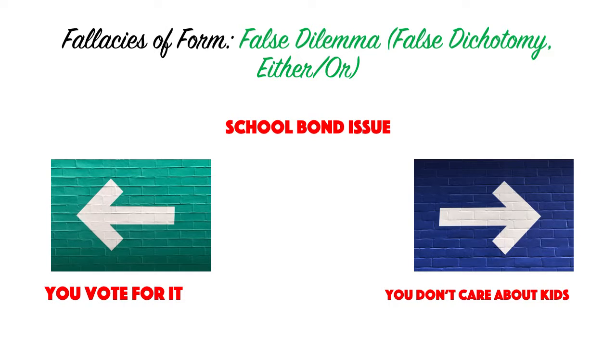Is this true? Well, think of counterexamples. Maybe you do care about the future of our children, but you believe that the school bond issue wouldn't actually provide more money for schools. Maybe you vote for the school bond issue, but not because you care about the future of our children. Maybe it's because you know the guy that wrote the bond issue and he'd be mad if you didn't vote for it. So there are lots of possibilities besides just these two.